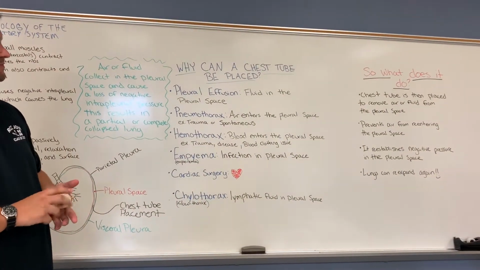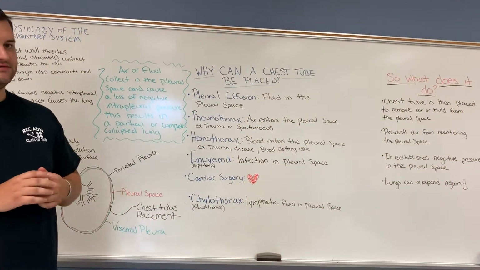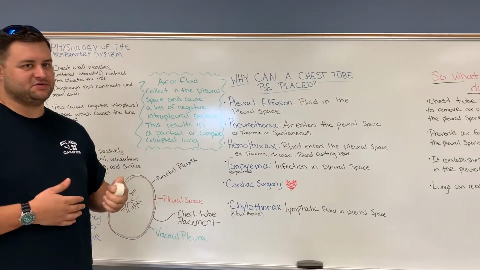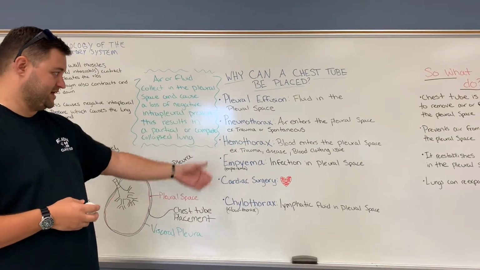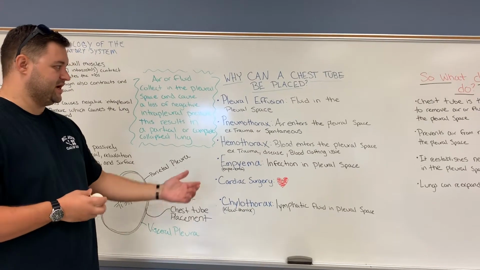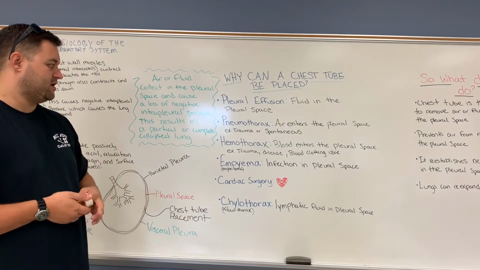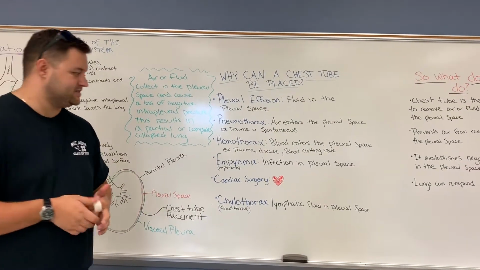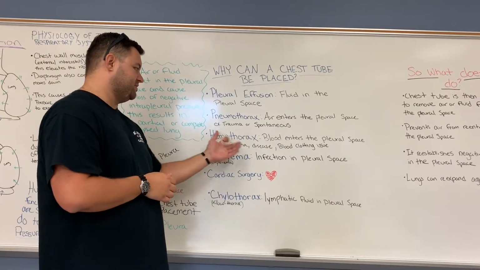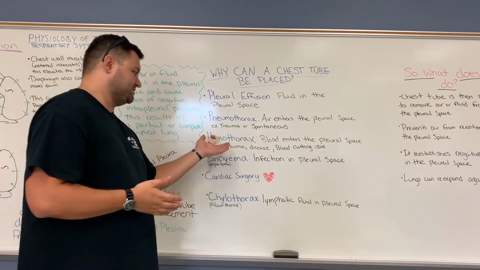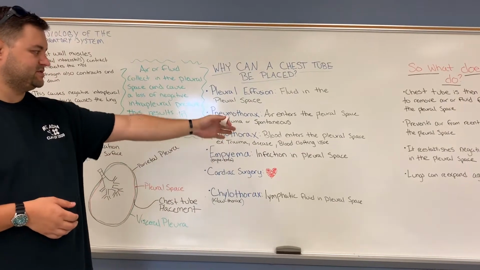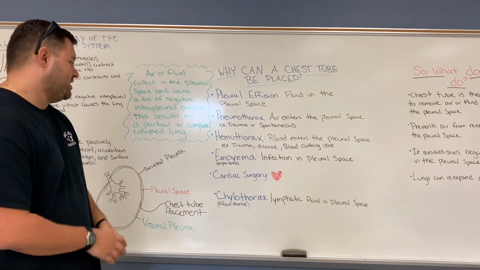Why can a chest tube be placed? Pleural effusion is fluid that escapes from surrounding tissues or the lung itself and gets into the pleural space. A pneumothorax is air in the pleural space, caused by trauma, or it could be spontaneous. Hemothorax is blood in the pleural space, also caused by trauma, disease process, blood clotting issues, and so forth.